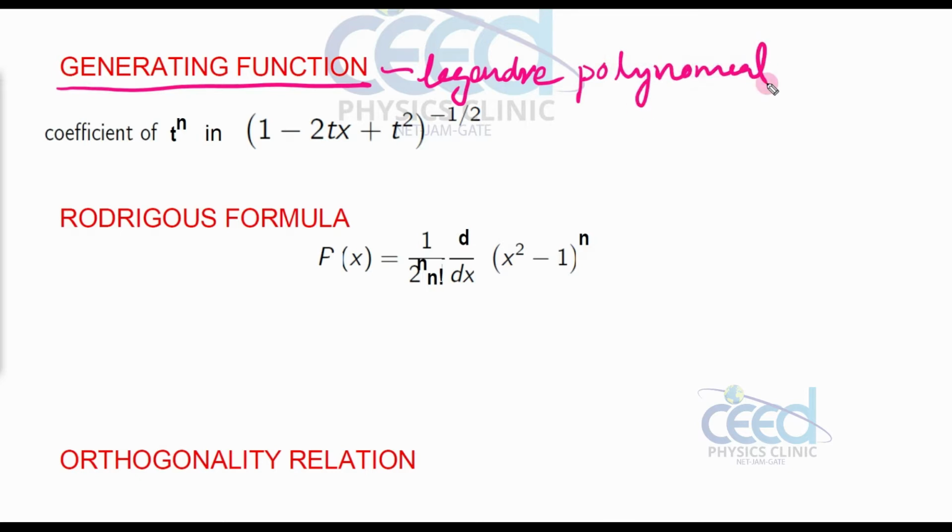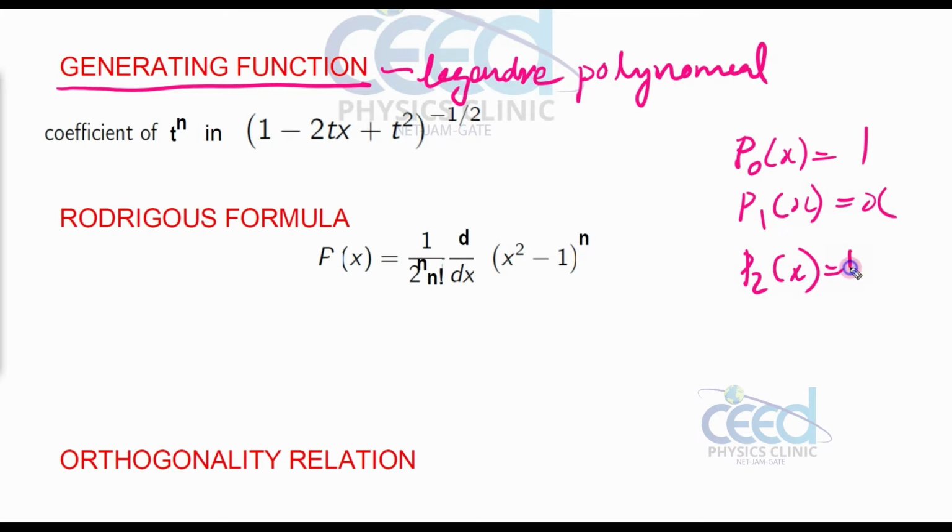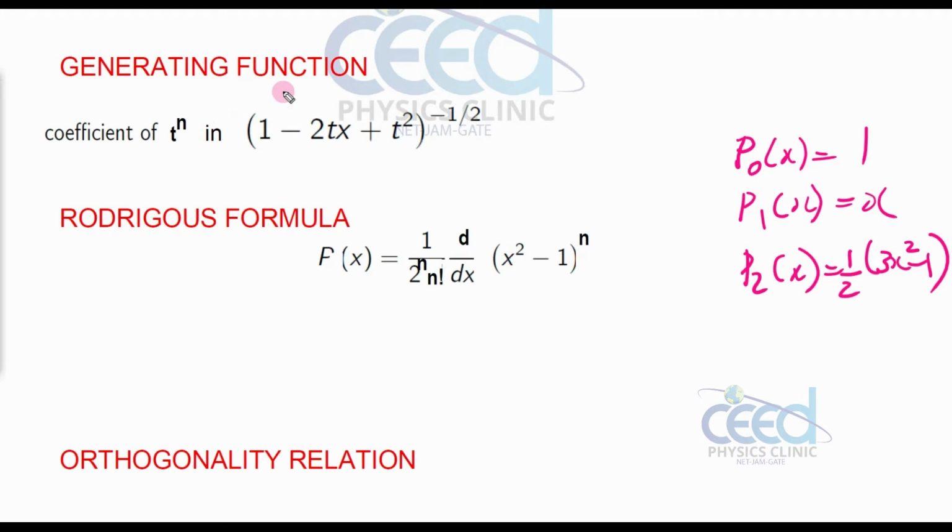It is the solution of the Legendre differential equation, and then we have calculated its solution as P0 of x equal to 1, P1 of x equal to x, and P2 of x equal to 1 by 2 into 3x square minus 1, and so on. These all we have seen. Now today we are finding the generating function. What is a generating function?